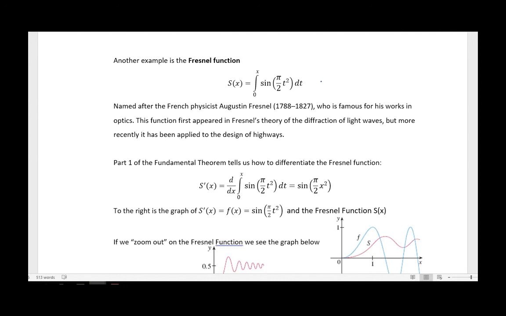So for now, in this course, our only approach really would be to estimate that integral. Now I pulled this problem out of the Stewart calculus textbook, and Stewart actually has us do something with the Fresnel integral. Let's take a look at this for a couple minutes. This integral is named after French physicist Augustin Fresnel, and he's famous for his work in optics. This function first appeared in his publication, The Diffraction of Light Waves, back in the early 1800s. And it has been more recently applied to the design of highways and railways as well.